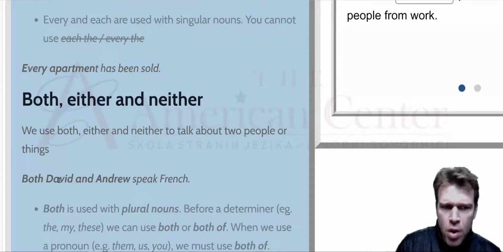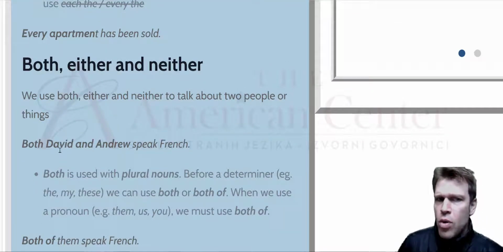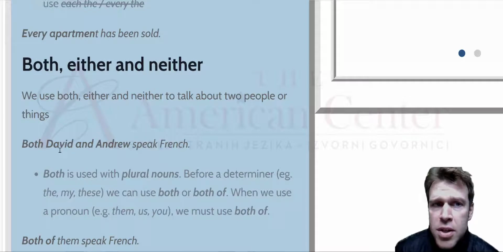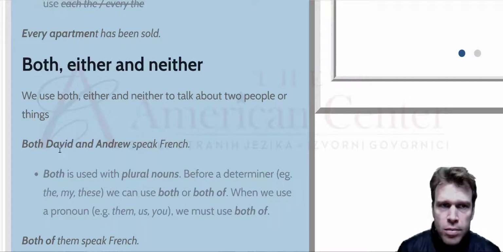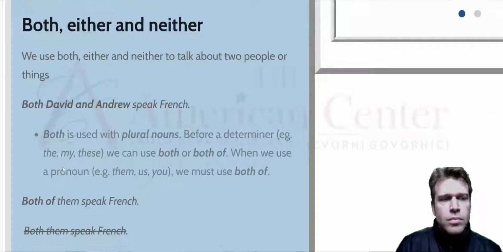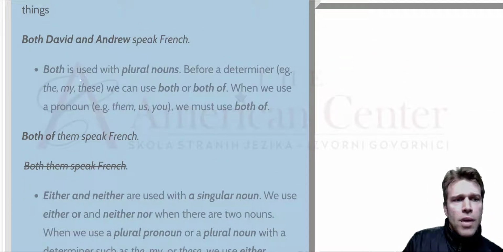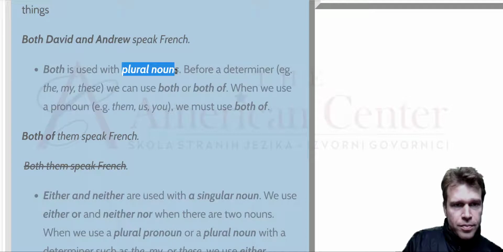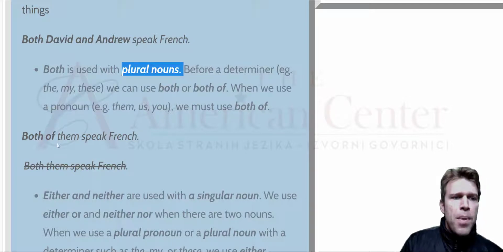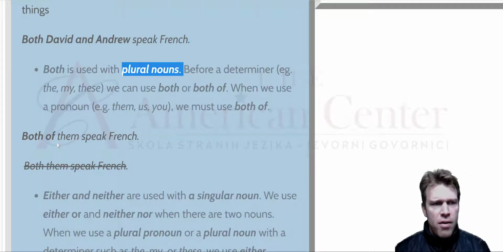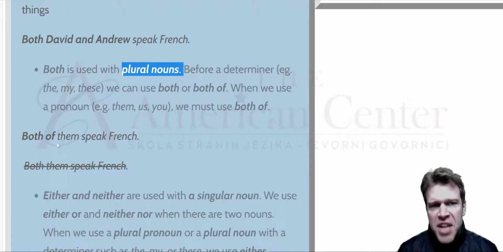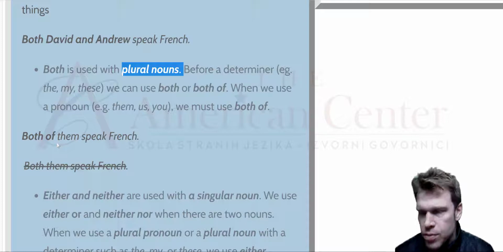Both, either, or neither. Both is when we talk about two things. Either is one. For example, both plural nouns. Both of them. Both of. Both David and Andrew.